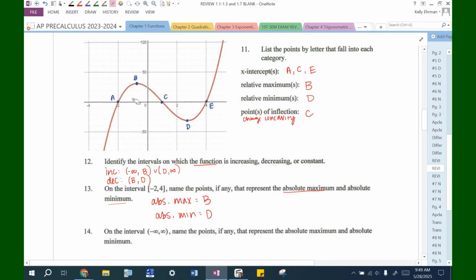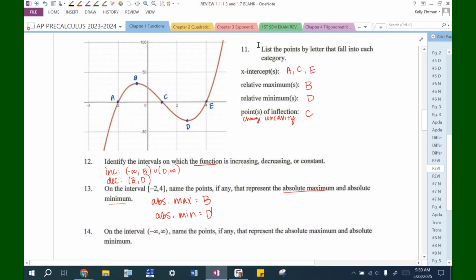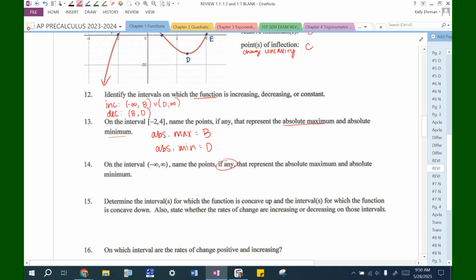Okay, get my marks off of here. On the interval negative infinity to infinity, name the points, if any, that represent the absolute max and absolute min. Now, if they don't give me a closed interval, there's no answer to this, because what's the highest point on the graph? There is not one. This goes on forever. And what's the lowest point? There's not one. It goes on forever. So if any is because there are no absolute extrema on an open interval. Has to be a closed interval where they include endpoints and tell you where you're starting and stopping.